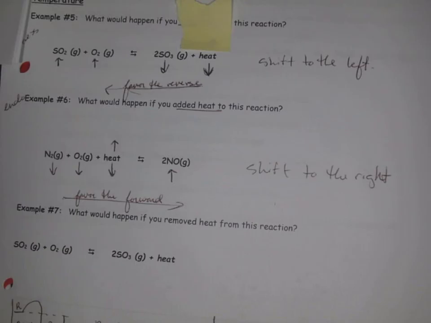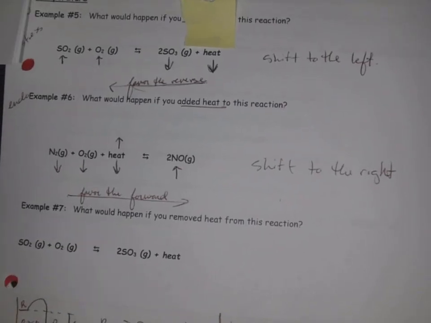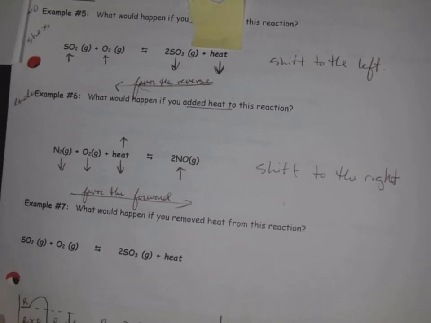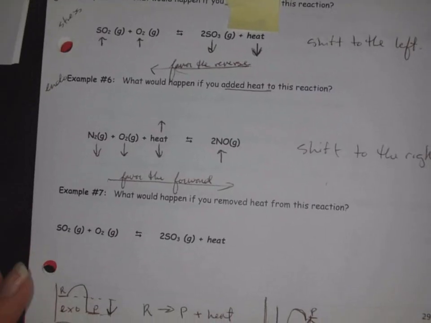Okay. All right. Everyone do one last one, and then I'm going to have to film another video, and I will email it to you all to show you the graphs, and then you should be ready to take the quiz. You might want to do a little practice on the worksheet there. So we're going to change number 7 really quick. So it says, what would happen if you remove some heat from the reaction?